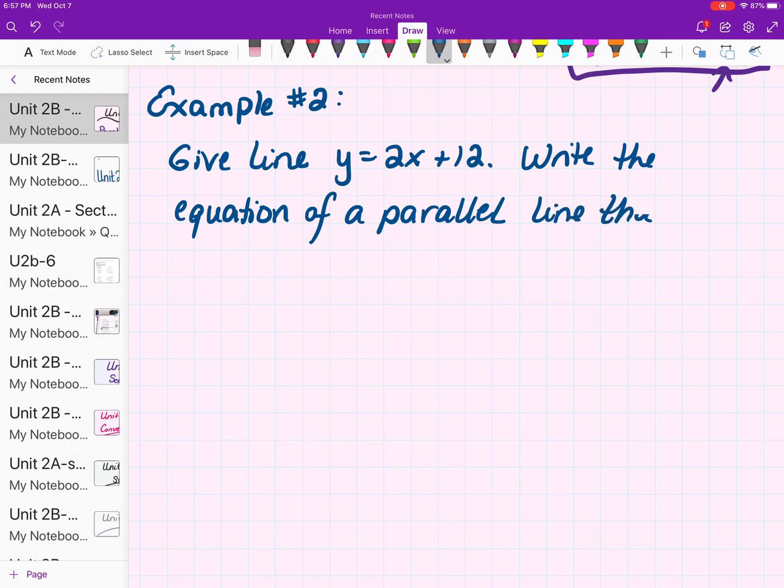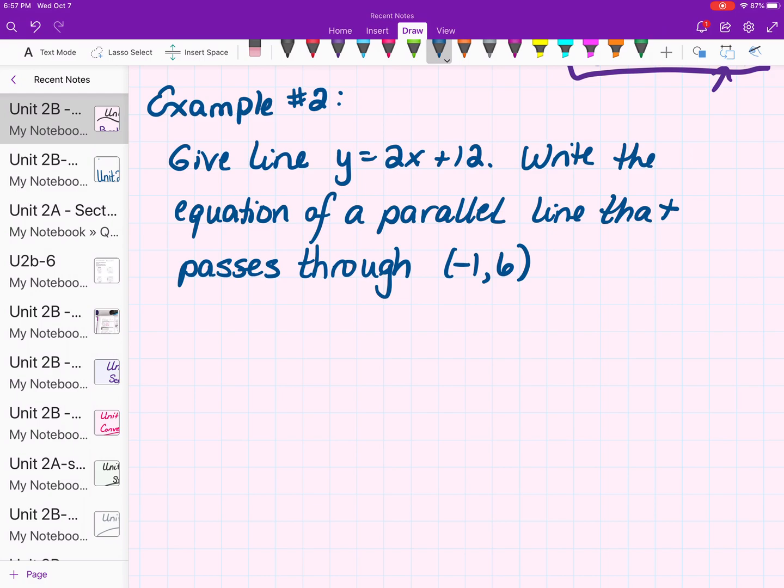that passes through -1, 6. Now I would pause it here and see if you can do this on your own. See if you can do this without going step by step with me. If you can get the right answer, you can fast forward that part, okay?